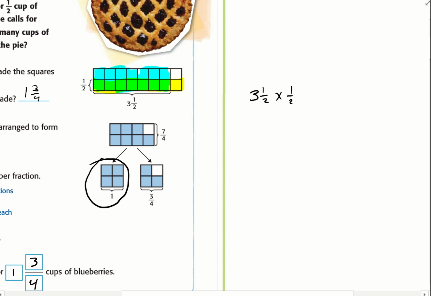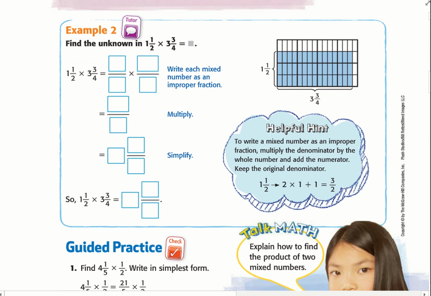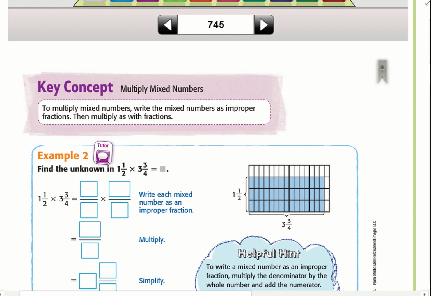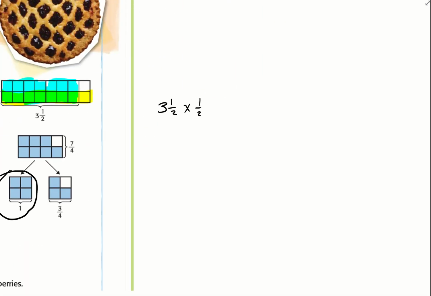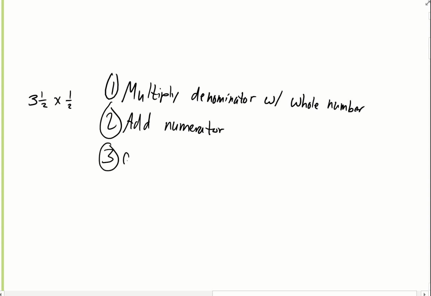So we have 3.5 times 1/2. So to change a mixed number to a fraction, you multiply the denominator with the whole number. Or let's see what they call it. Okay, I looked at the key concept. They didn't really specify on how to do it. So you might want to write this down somewhere. Multiply denominator with whole number. And then you add numerator. And then the denominator is the same.